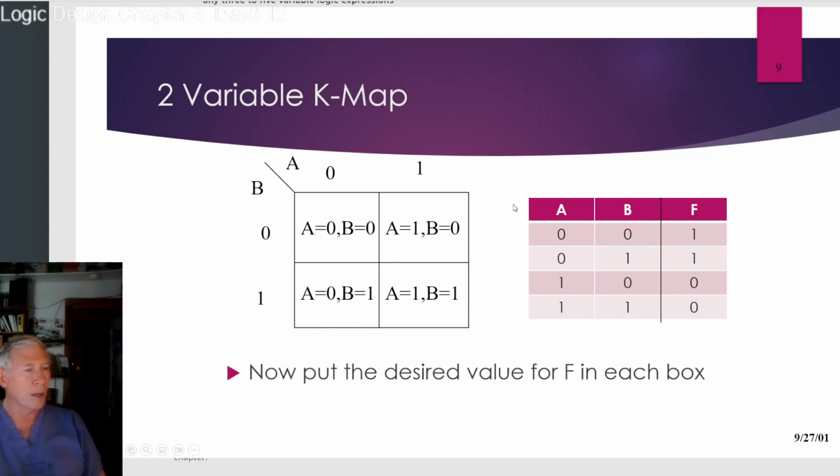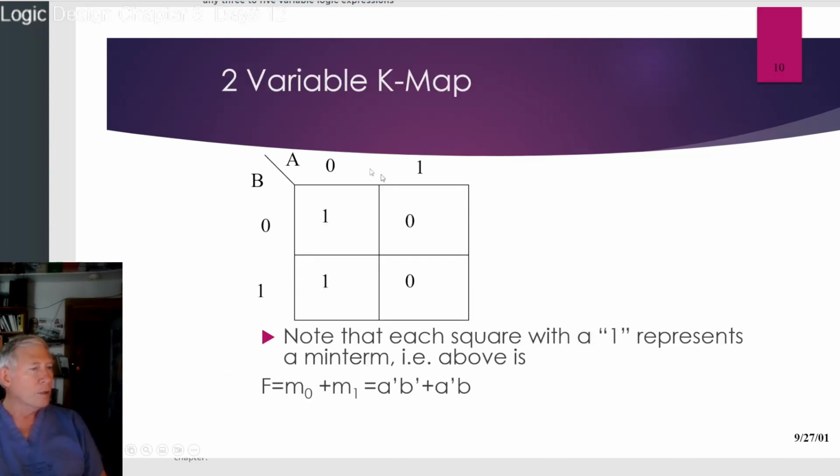Okay, all right. Now, that's how we do that. So here's what it looks like. We group these two boxes. We read off A prime. So the answer is F equals A prime. And we know that because it's A prime B prime plus A prime B. We combine these and we just get A prime.